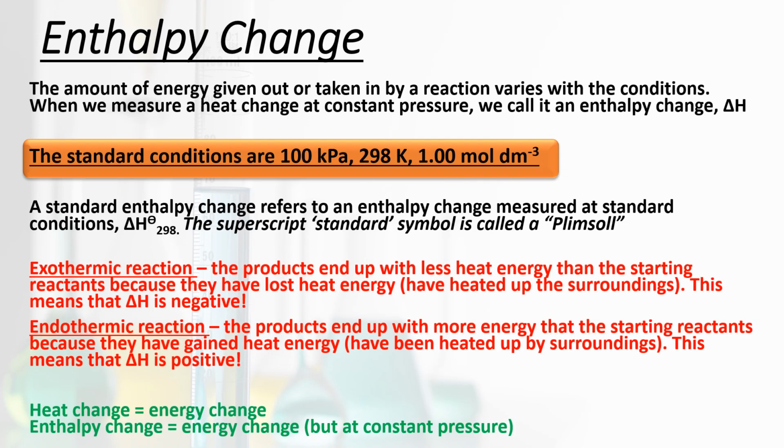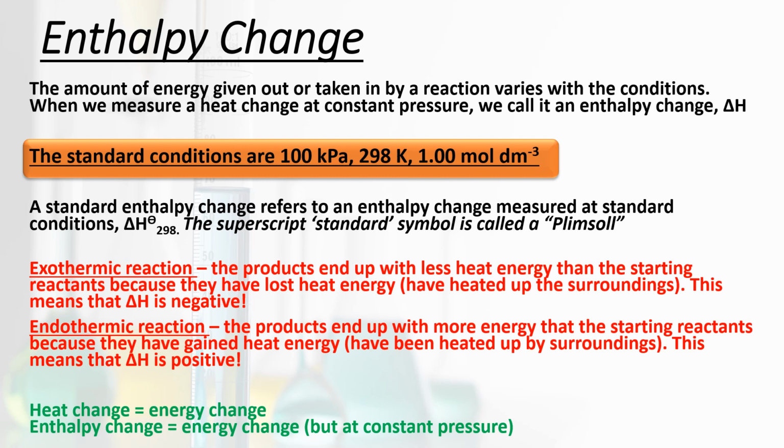And this then leads us on to something called the enthalpy change. The reason why I said it's important to write down the conditions is because the amount of energy that we give out or take in during a reaction varies with the conditions, such as the concentrations, the temperature, and the pressure. Now, when we measure a heat change at constant pressure, we call it an enthalpy change. So an enthalpy change is just a heat change, an energy change like we've been talking about, but it's done at constant pressure.